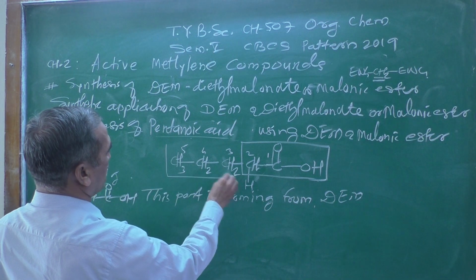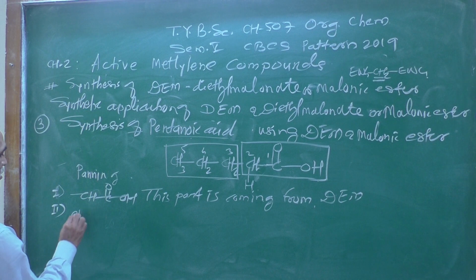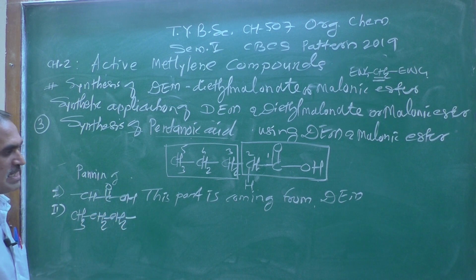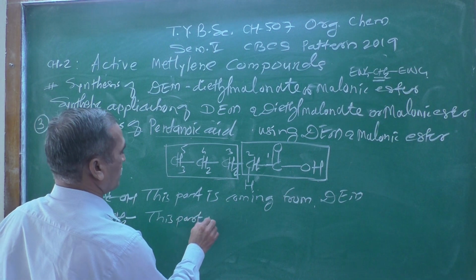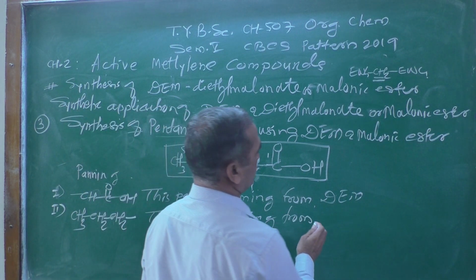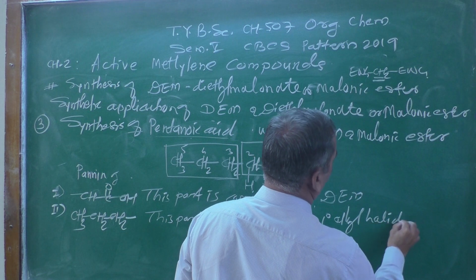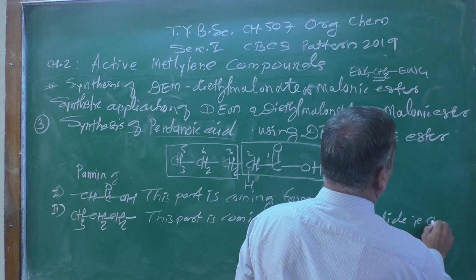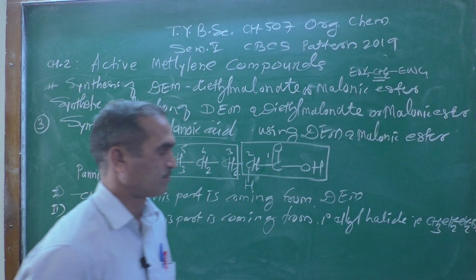Now I am highlighting this part also here. So what is that? This one, CH3 CH2. This part is coming from the primary alkyl halide, that is CH3, CH2, CH2 and the Br, right?